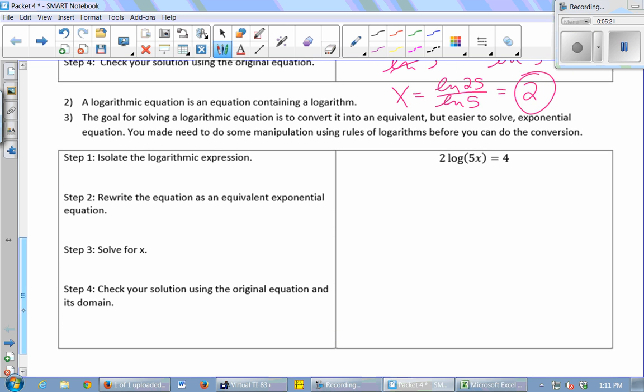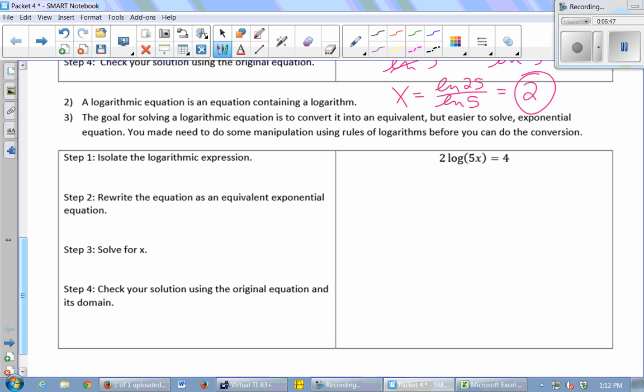Okay, now we're also going to be able to solve equations that have logs in them today. And the goal for solving a log equation is to convert it into an equivalent, but easier to solve, exponential equation. You might have to do some manipulation with log rules before you can do the conversion. So step one, isolate the log expression. So I want to isolate the logarithm all by itself. How could I do that?